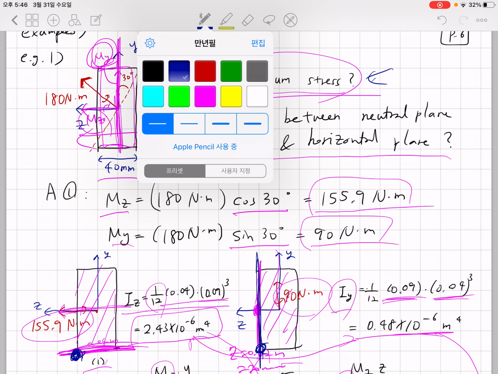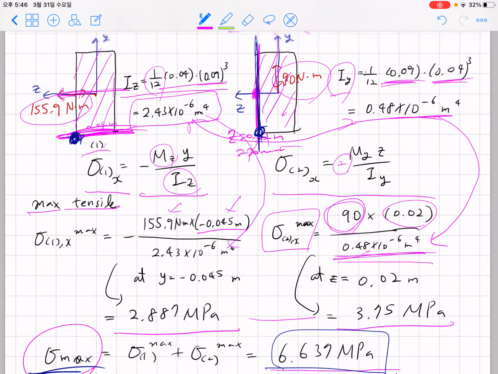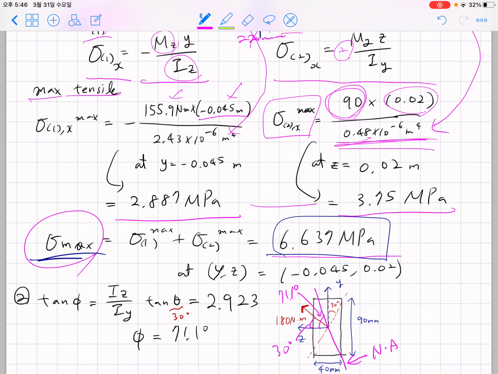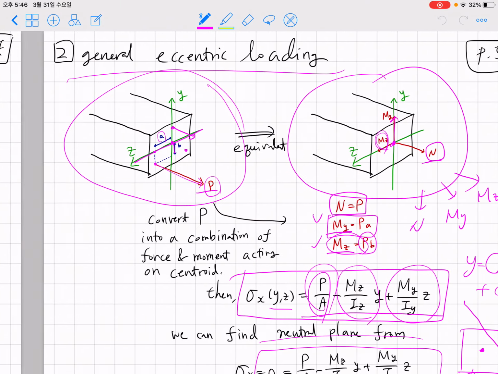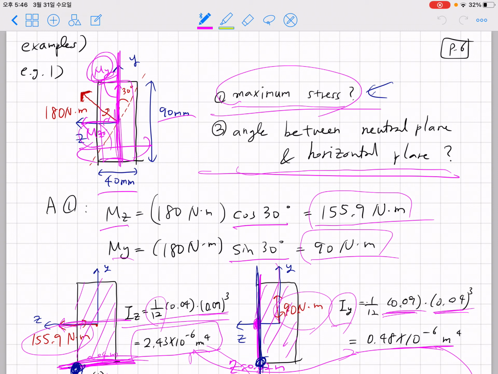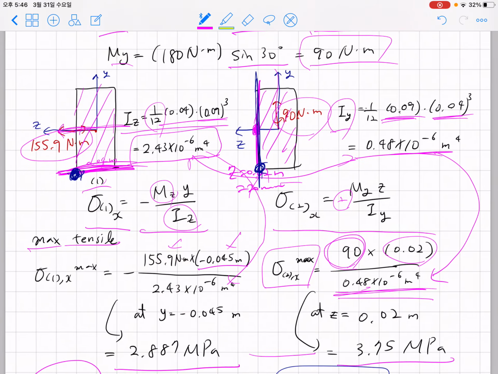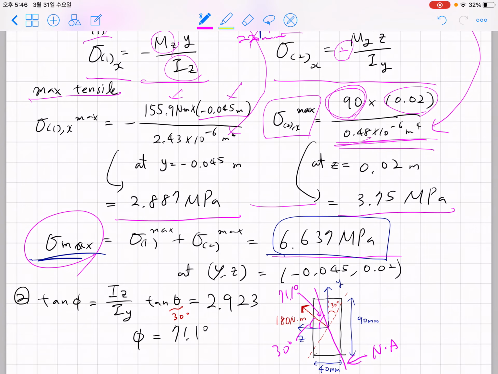And for the second problem, we simply apply our equation, because the geometry is exactly the same as our sample problem, except that in lecture we considered a T shape. Here we are considering a rectangle, but even for this rectangle you have a very different Iz and Iy ratio, so we can simply apply that equation. And the angle between the moment and the horizontal line was 30 degrees.